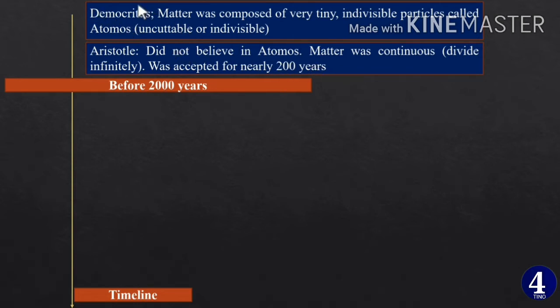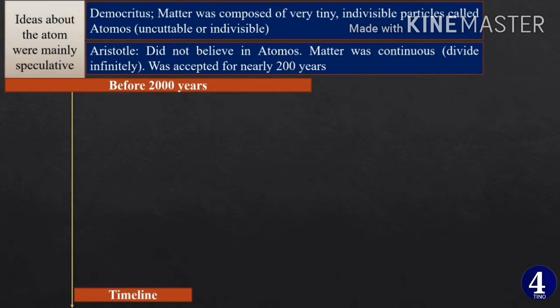So beginning from this time, which means 2000 years ago, it is a hugely distant period of time from the current time. Here, 2000 years ago, the ideas about the atom were mainly speculative. When we say speculative, it means that it is only a hypothesis. Whatever Democritus or Aristotle had to say, they could not prove it using laboratories because they did not have laboratories at that time. Whatever they thought or said was a hypothesis, just a lucky guess. They were not able to prove it because there was no laboratory.